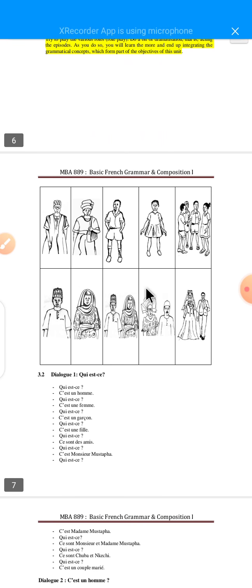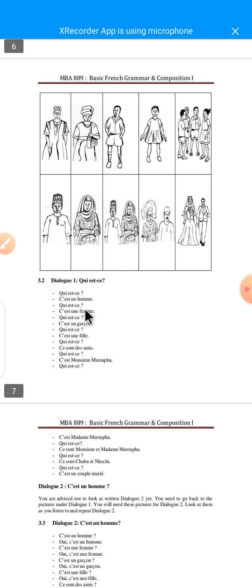In this unit, we have a dialogue, and here we have a man who I think is Monsieur Mustafa. Okay, here's Monsieur Mustafa. We have a man, a woman, a boy, a girl, friends. We have here too a man and a woman together. Here a couple together, and here a newlywed couple together. Dialogue 1. Qui est?